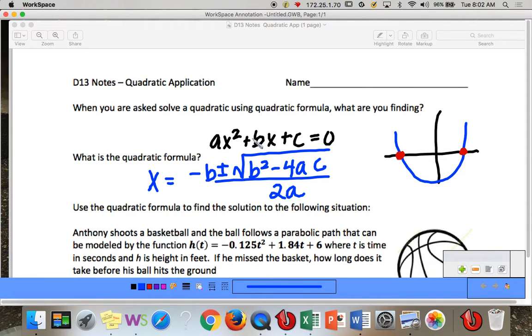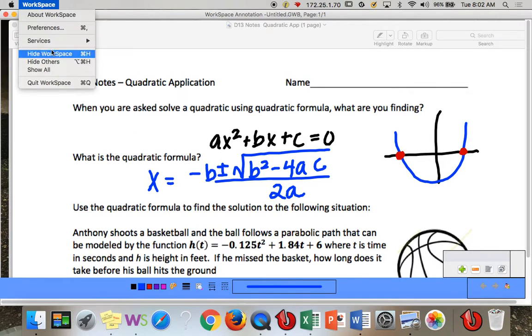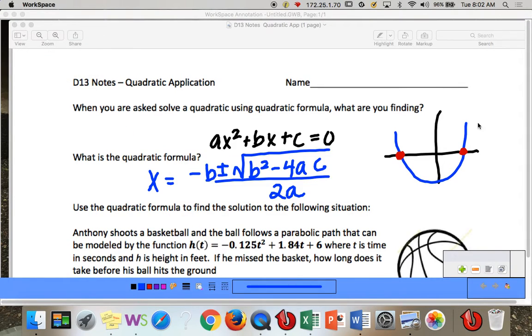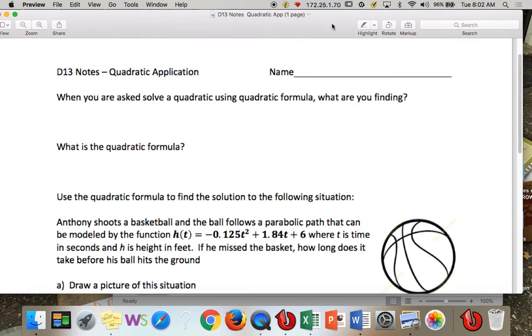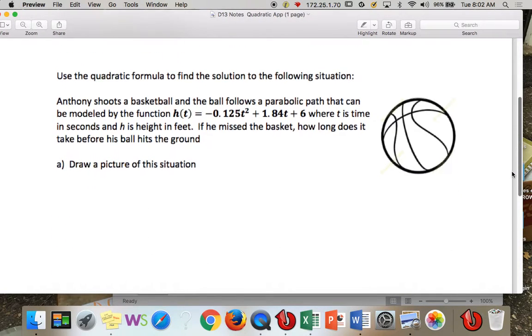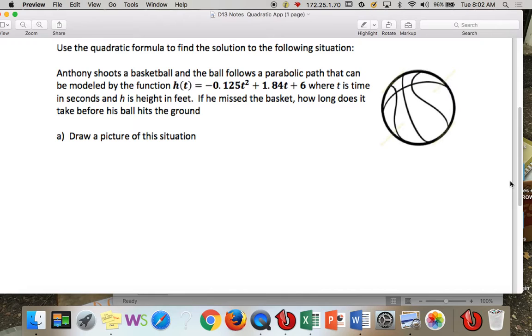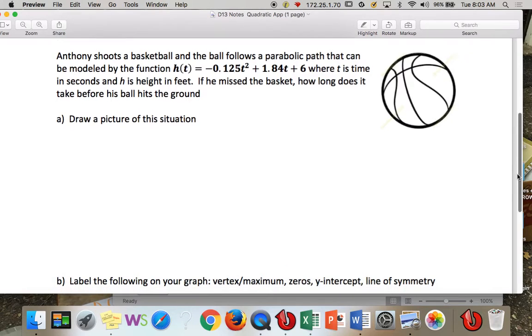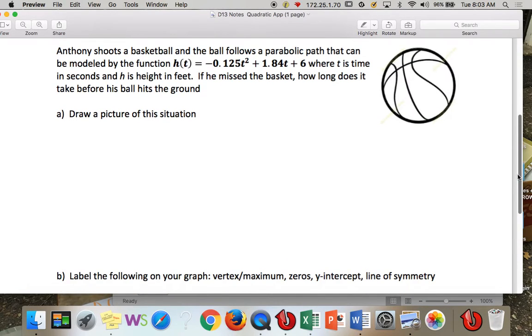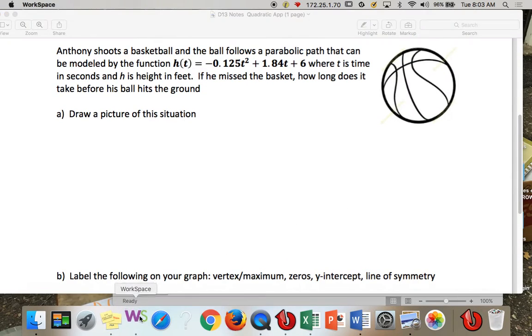of a quadratic. Use the quadratic formula to find the solution to the following situation. Anthony shoots a basketball and the ball follows a parabolic path that can be modeled by the function h of t equals negative 0.125t squared plus 1.84t plus 6, where t is the time in seconds and h is the height in feet. If he missed the basket, how long does it take before the ball hits the ground?